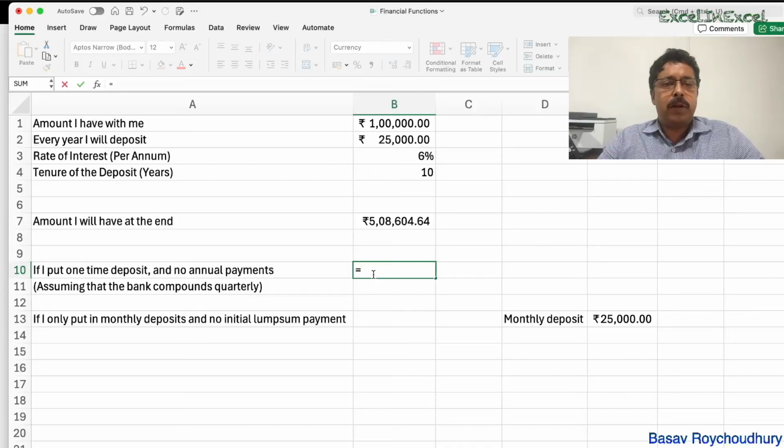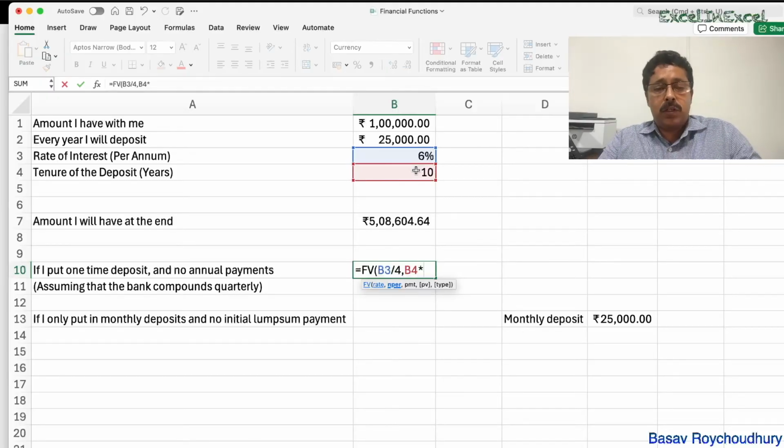So again, I'm looking at what will be the amount at the end. So FV, future value. Now since I'm talking of quarterly, this is 6% per annum. So per quarter it will be divided by 4 because there are 4 quarters. So 6% divided by 4 is the quarterly rate of interest. Nper is 10 years, but then we are talking of 4 quarters in a year. So we'll multiply by 4.